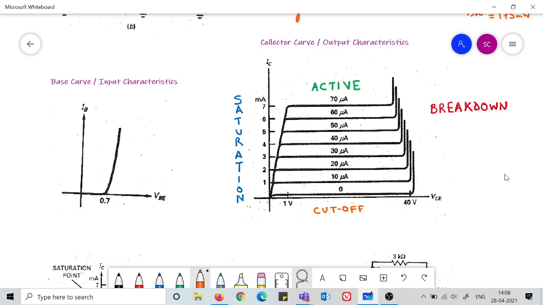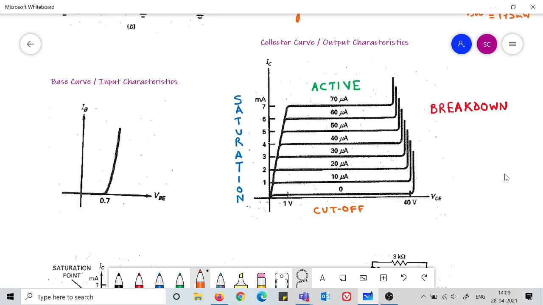In place of RC, it could be some different circuit altogether, some load circuit. Here it is just a simple resistive load. So RC is there, and IC is flowing in that load. So IC is the output current, and we plot it versus the output voltage across the transistor. Since we are concerned simply with the device, we are concerned about the voltage across the device only, no other voltage in the circuit.